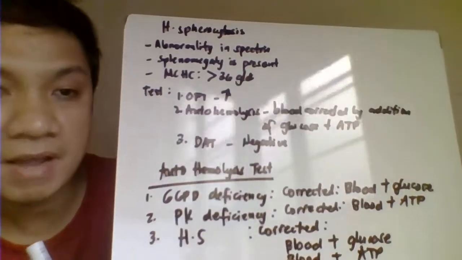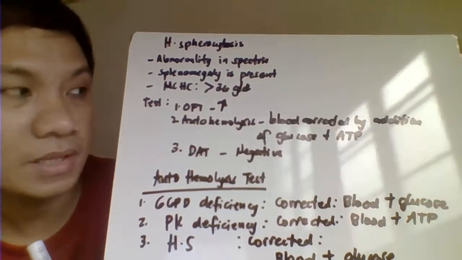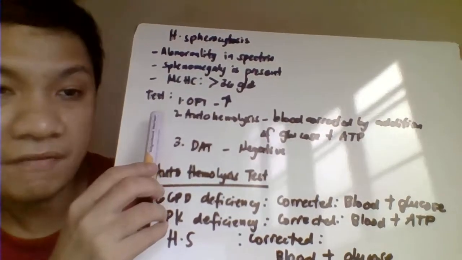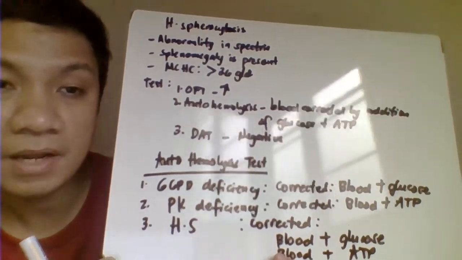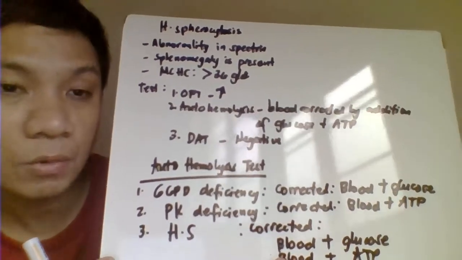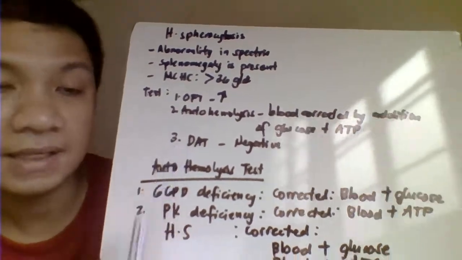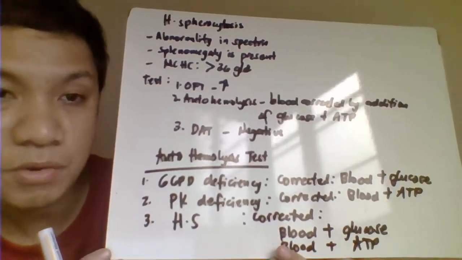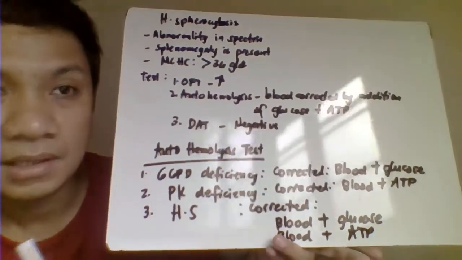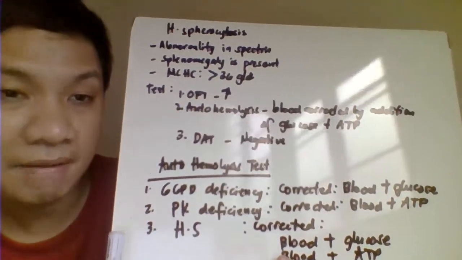It is also identified by an MCHC of more than 36 grams per dL. The osmotic fragility test is increased. Autohemolysis here could be corrected; your blood could be corrected by the addition of both glucose and ATP. The direct antiglobulin test will give a negative result because again, this is not an autoimmune disorder. This is just your membrane defect.